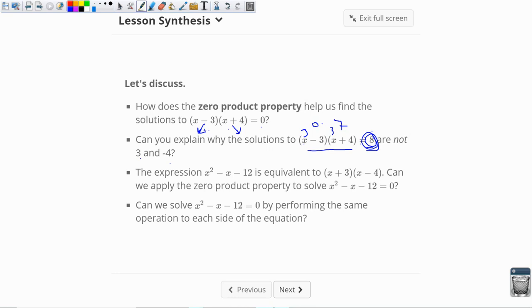The expression x squared minus x minus 12 is equivalent to this. Can we apply the zero product property to solve that? Well, it's not in product form, so I can't use the zero product property yet until I put it back into factored form. Can we solve that by performing the same operations on each side? Definitely not. We would need to convert it or complete the square or do all sorts of other interesting things. Before the end of this unit, you will be able to figure out different strategies. But for now, we need it to be in factored form.